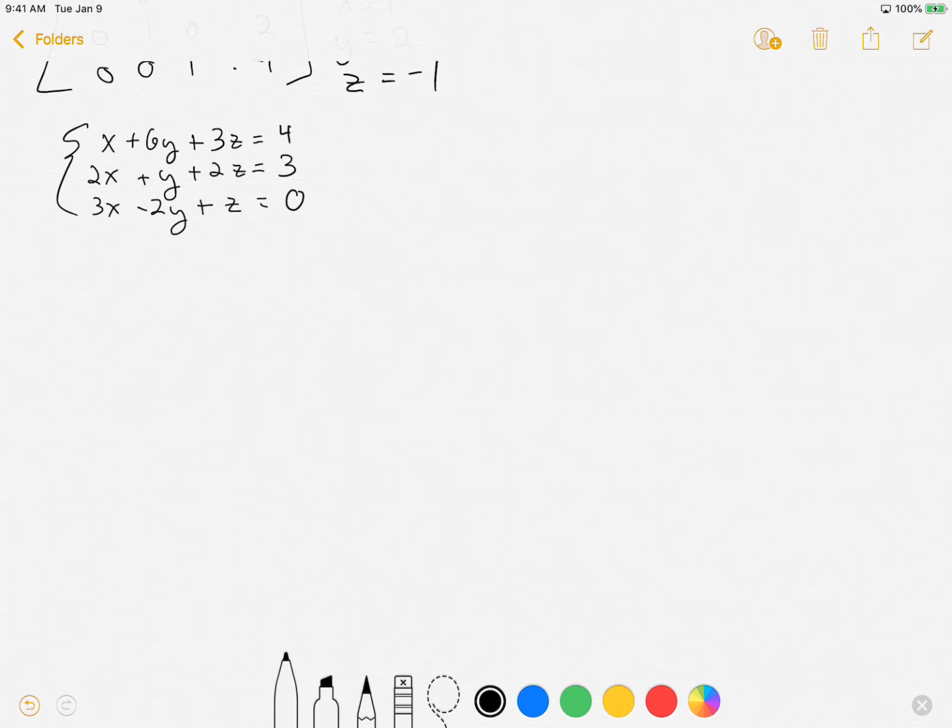Okay, so new example, if we put this into a matrix, we get 1, 6, 3, 4, 2, 1, 2, 3, 3, negative 2, 1, 0.